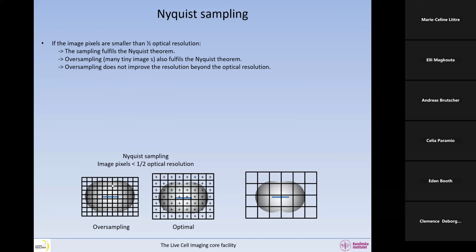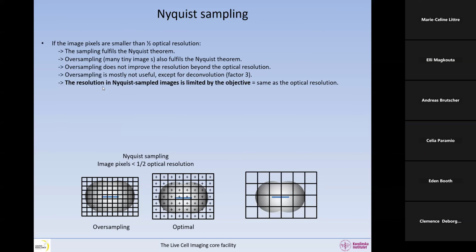If we oversample, it does not improve the resolution beyond the optical resolution. So oversampling like this is not going to make our image better. It will take more time. It's mostly not very useful to oversample, except when you want to deconvolve. I said we use a factor 2 here. It should actually be 2.3. But when you deconvolve, you want to have a factor 3, at least. So for deconvolution, this is useful. Otherwise, no, it just wastes your time.